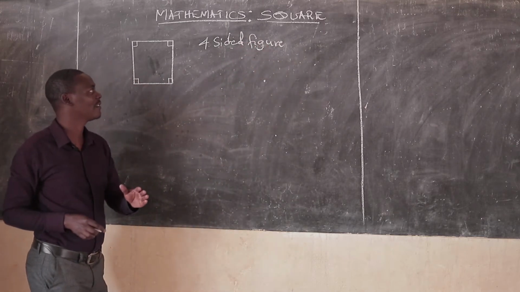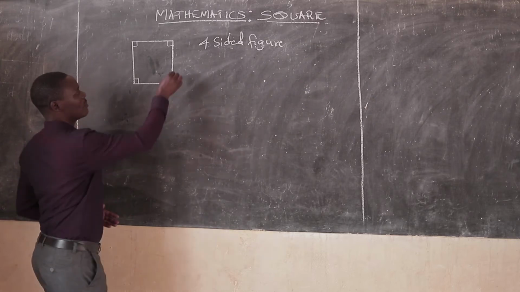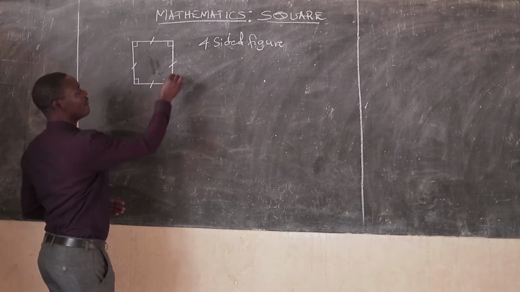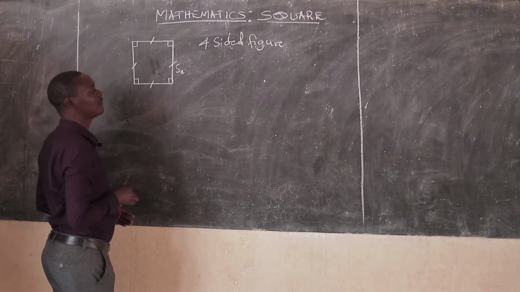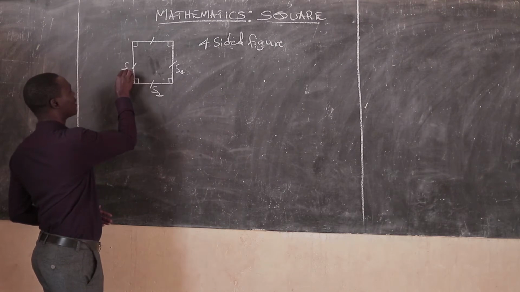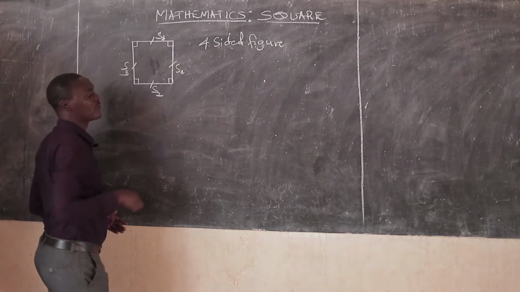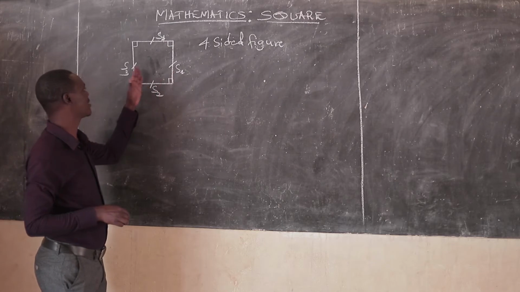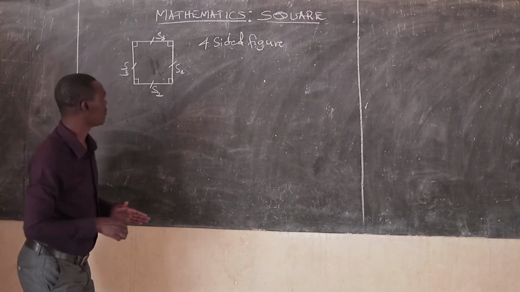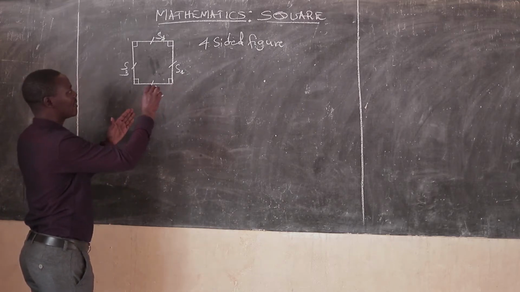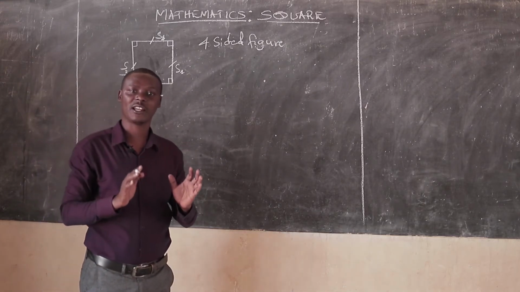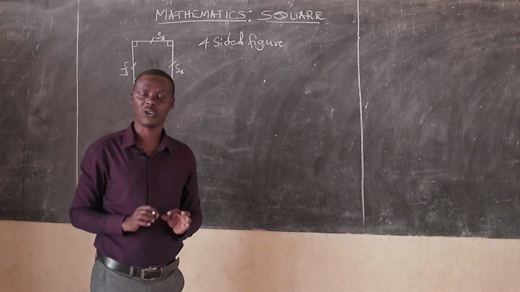And these four sides must be equal, as shown here. We simply have side number 1, side number 2, side number 3, and side number 4. So these four sides, as I said, must be equal. But that does not determine a square, because there are so many four-sided figures which also have equal sides.